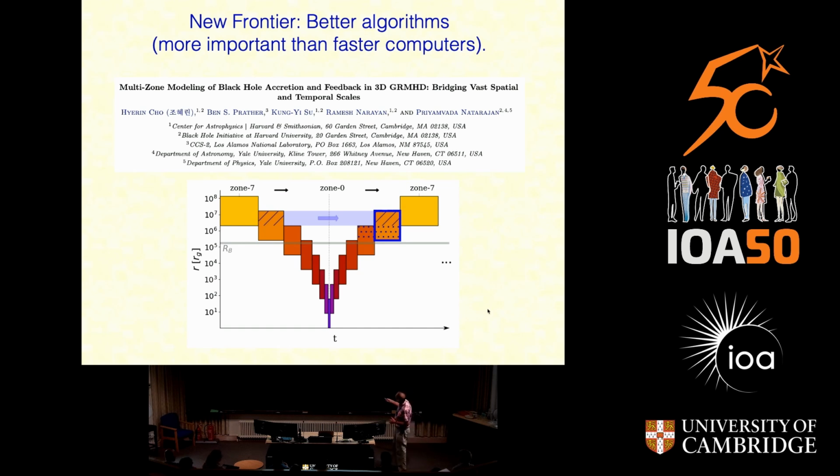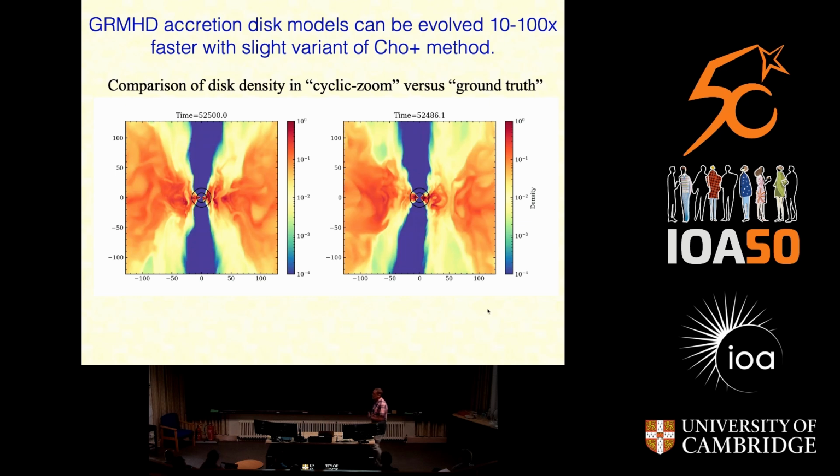But the cyclic zoom is that you zoom back out again. You don't stop there. You zoom back out again, and you coarsen the inner solution and hold it fixed as a boundary condition. And then you do that hundreds of times. Zoom in, zoom out, zoom in, zoom out. And remarkably, this works exceptionally well for evolving even things like these tori.